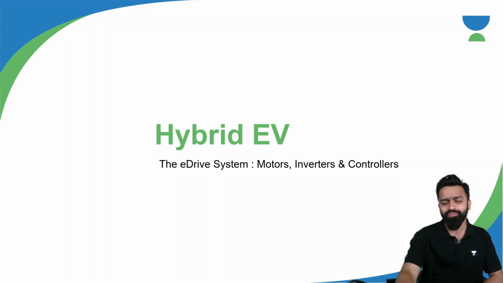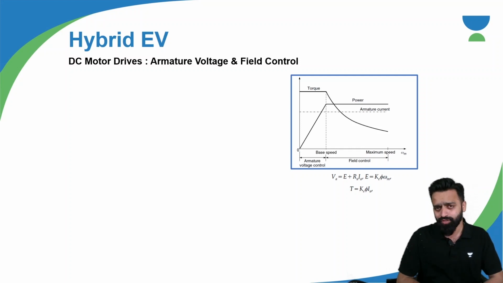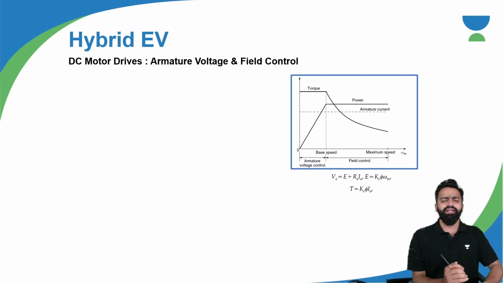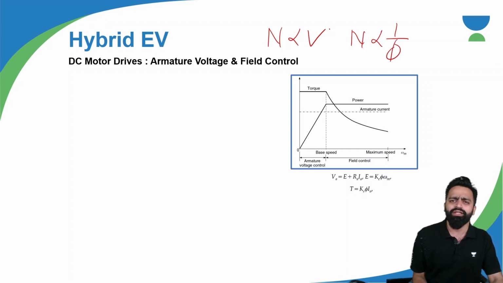So let's start the session, and first let's understand how DC motor drives are controlled. In case of control of DC motor drives, there are two ways: either armature voltage control or field flux control. When you are considering a DC motor, there are two ways that you can control the speed. I hope all of you know the speed is proportional to voltage and inversely proportional to the flux. So simply put, if you increase the armature voltage, speed is going to increase, and if you reduce the field flux, speed is going to increase.